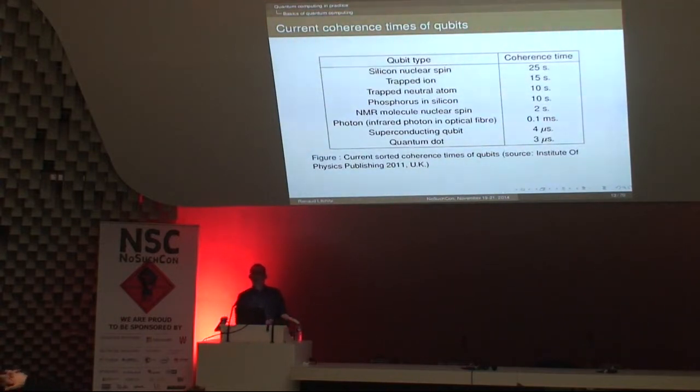A question we can ask is, how long does a system remain in a quantum state? This is useful for quantum computing. There are various times, and researchers are trying to get the largest coherence time, that is to say, the longest time during which they are able to manipulate the qubits to do computing. The longest time is with the silicon nuclear spin, which can last as long as 25 seconds.